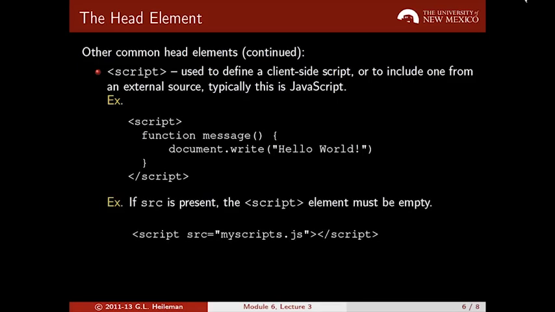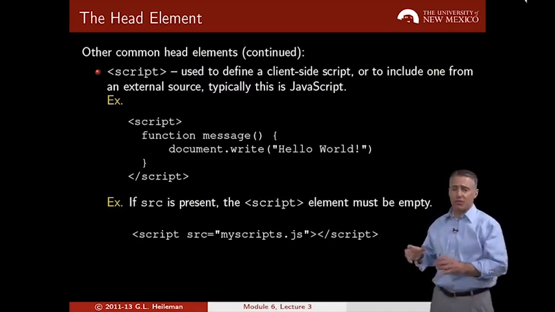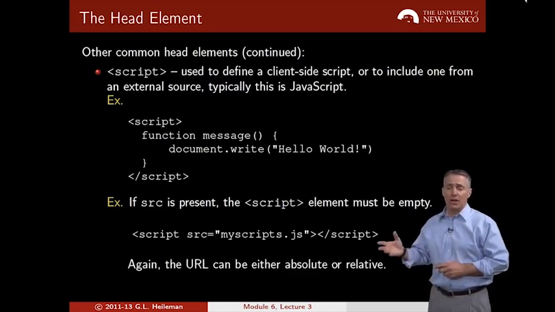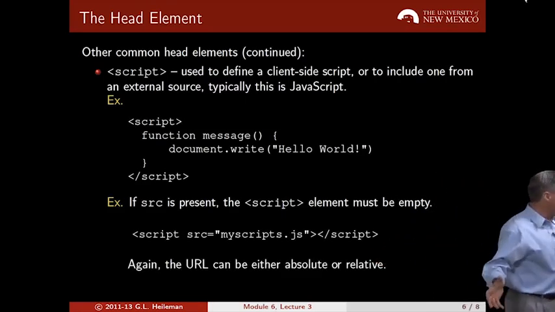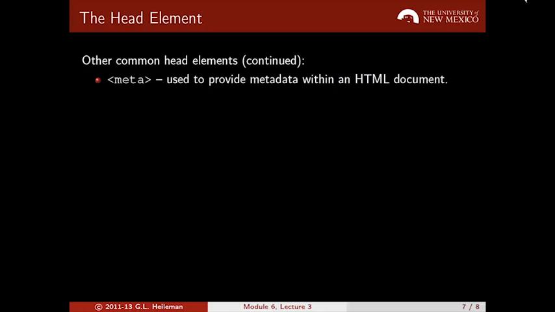Now, if the source is present, and this is the more common way, and I think the more accepted way of doing this, is to try not to define these behaviors in the document itself, but put them in a separate file. So if this source attribute is available here, then it's saying the source is myscripts.js. Again, it could be either an absolute or relative location, but this is saying that there's a script and you can find it here. There's the source. So that's a more common, more accepted way of attaching behavior to a document by specifying it in the head of the document.